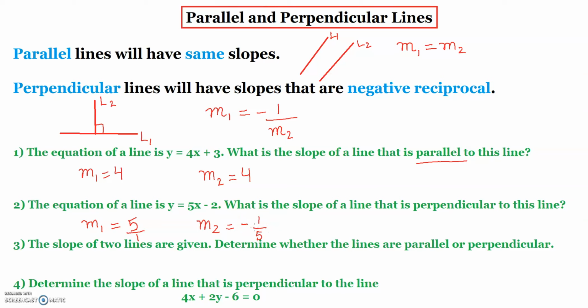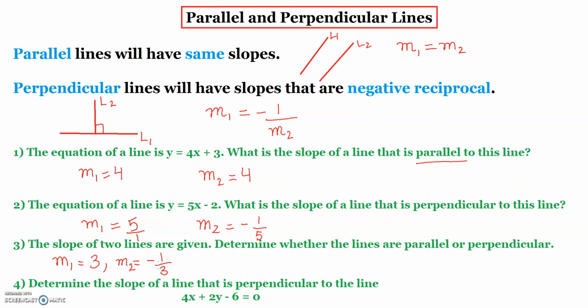Let's just look at example number 3. The slopes of two lines are given. Determine whether the lines are parallel or perpendicular. So let's see, I have the slope of the first line, m1, which is 3, and the slope of the other line, which is m2, is negative 1 over 3.